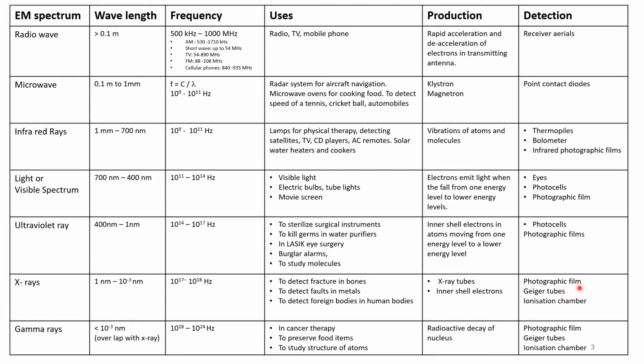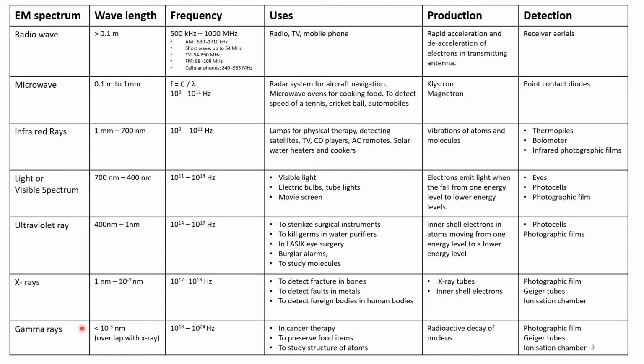We have also seen so many X-ray films, when the medical experts use photographic film to detect the condition of our body. This is also detected by Geiger tubes and ionization chambers.